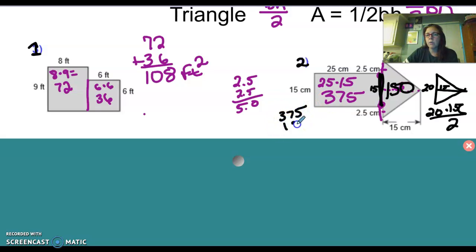375 plus 150. If we're just adding them up, this is what, 1, 2, 3, 4, 5. So 525 centimeters squared. Remember, you have to go back to the picture to see what it is, centimeters squared.